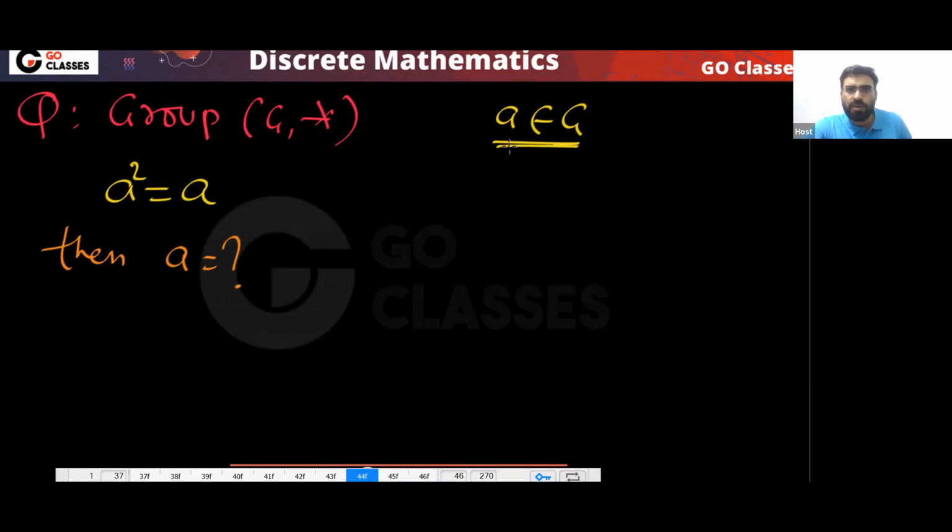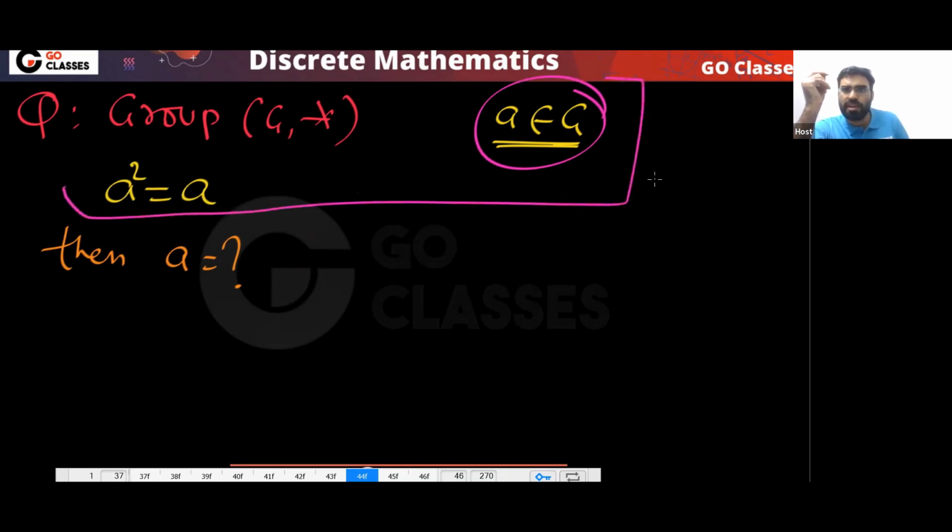See, in a group, am I saying that for every element this group is idempotent? Does it mean this group is idempotent? No, I am not saying this group is idempotent. I am saying there is some element. Remember, this whole thing does not mean the group is idempotent.